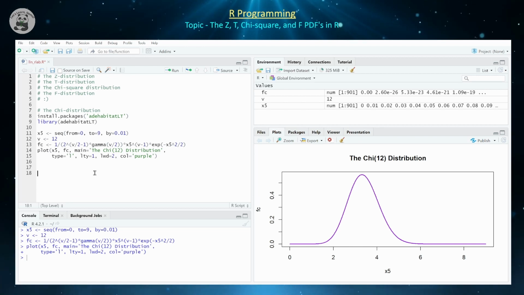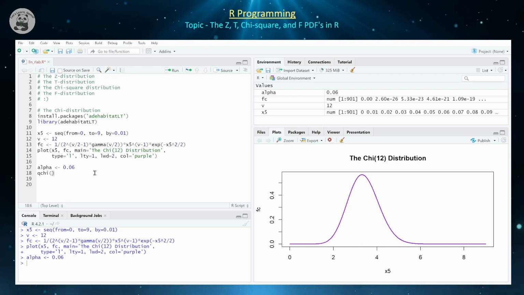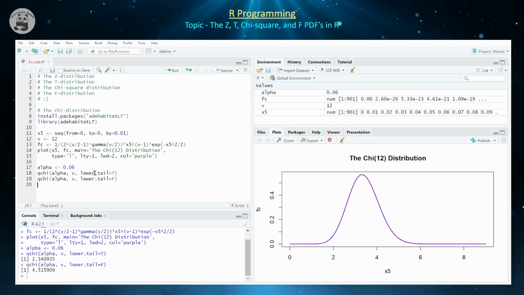So for example, if you want to calculate the left tail critical value for chi, you can use qchi. Let's choose an alpha value of say 0.06. So we can use qchi for just the chi distribution, and then use alpha, our degrees of freedom, which is chosen to be equal to 12, and then lower tail is equal to true. And then qchi alpha, nu, and then lower tail is equal to false. So these are our left tail and right tail chi critical values.